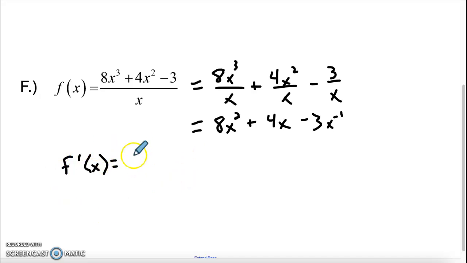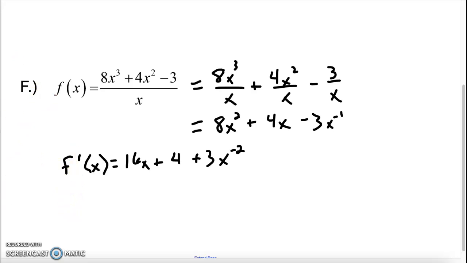So I'm saying now the derivative would equal 16x plus 4. Then bring this negative 1 down. So that would be negative times a negative, which is plus 3x to the negative second. And we can leave our derivative answer just like that.